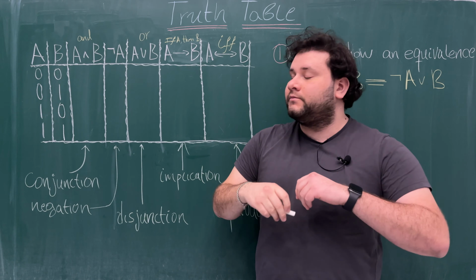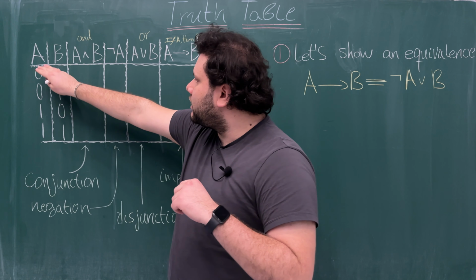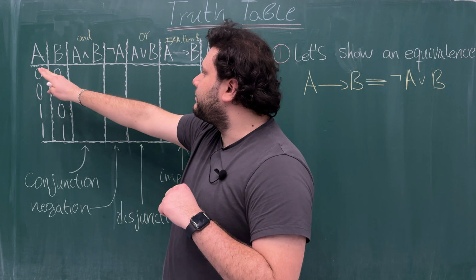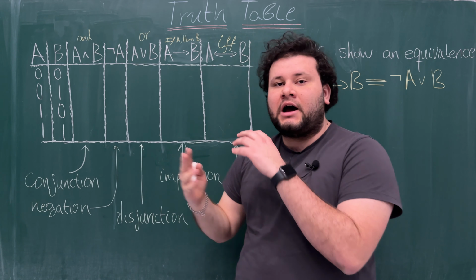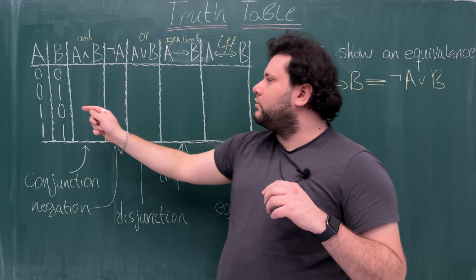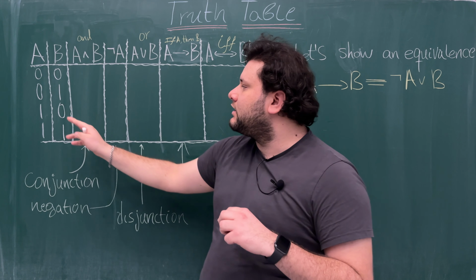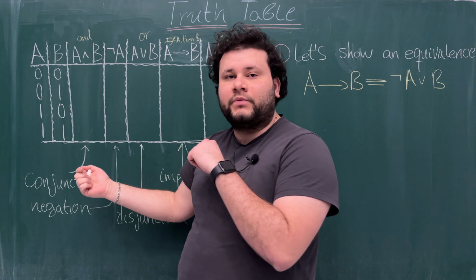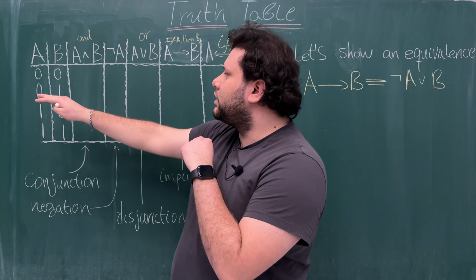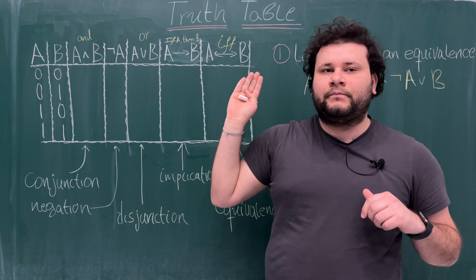Now we have all the possible combinations of the values of A and B that we can have in these statements. We can have that A is false and B is false, or we can have that A is false and B is true. So this is all the possible combinations that we can have in these statements.